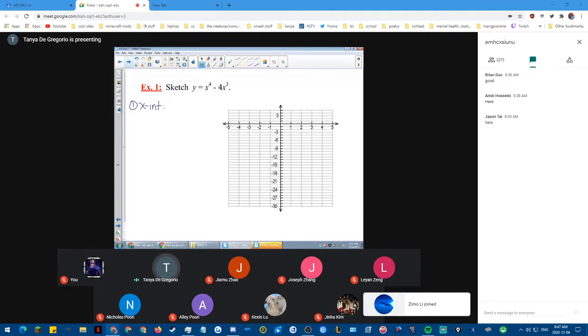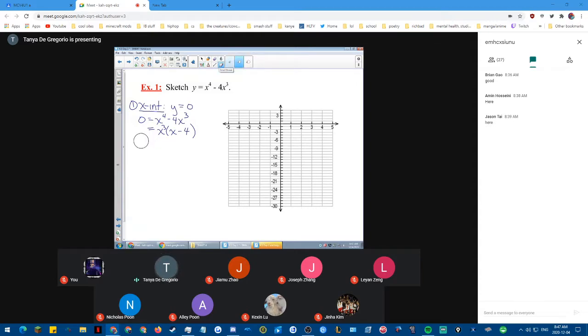So for me to find the x-intercept, I know that I have to let y equal 0. Good. So what do I need to do? If I'm going to let this equal 0, we want to factor it. So what can I factor in? x how many? Good. And so now this is showing me what? What are my two values? Good. So we've got x equals 0 and 4.